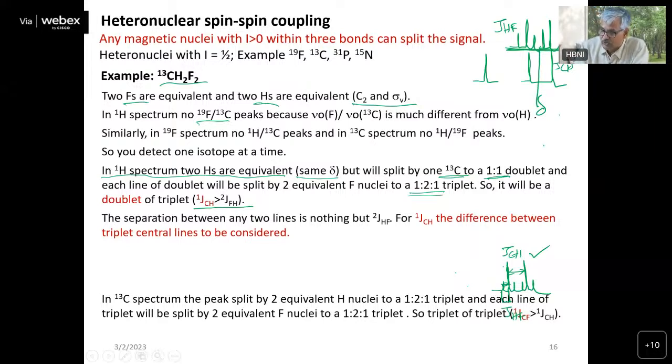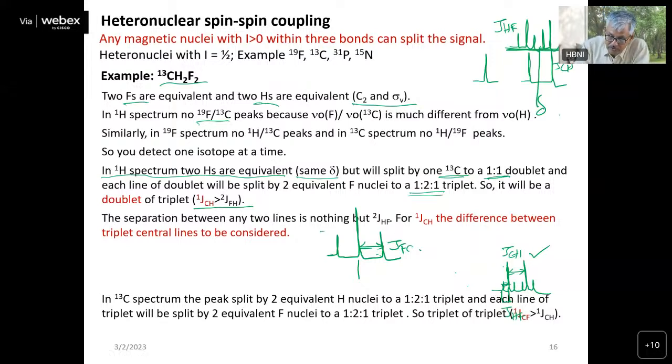Now let us come to fluorine. In the fluorine case you will also get the same thing. Now let us see for carbon. If there is no coupling, you get one line. Now it is coupled to two fluorines, and the coupling is larger, as I have mentioned, so you will have a triplet. This is nothing but JFC. Now I am bringing in the hydrogen coupling.